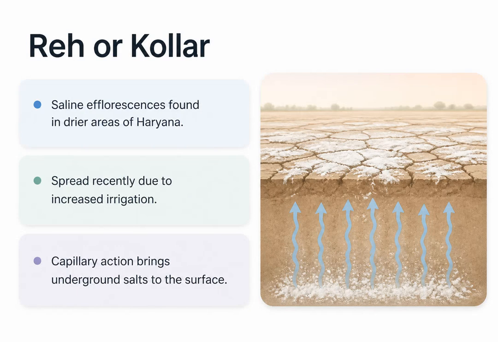Before we leave the alluvial plains, we must mention a specific soil issue known as reh or kolar. These are patches of saline efflorescences, basically salt crusts, found in the drier areas of Haryana. Interestingly, they have spread significantly in recent times because of increased agricultural irrigation. When excess water is applied to the land, capillary action draws underground salts up to the surface, ruining the soil's fertility.